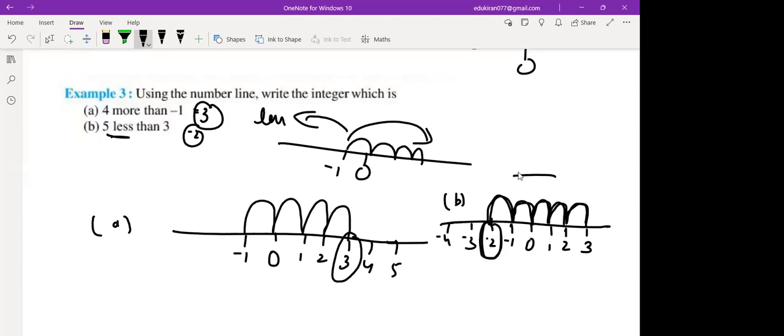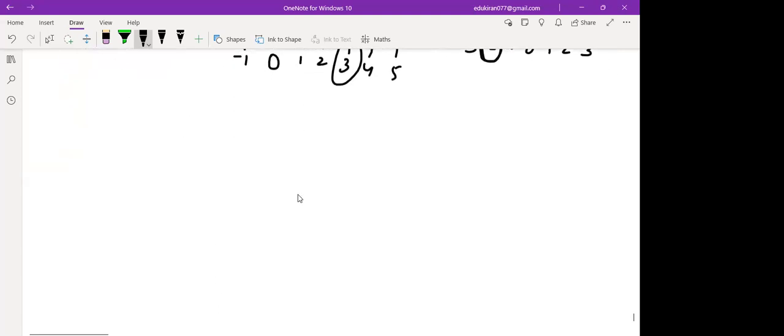Okay, ma'am. This one is less. The left side is always less. L is for left and L is for less. And the right side is for addition, like more. So from here you jumped left side because it was less than. In this case you jumped right side because it was more than. Clear? Yes, ma'am.